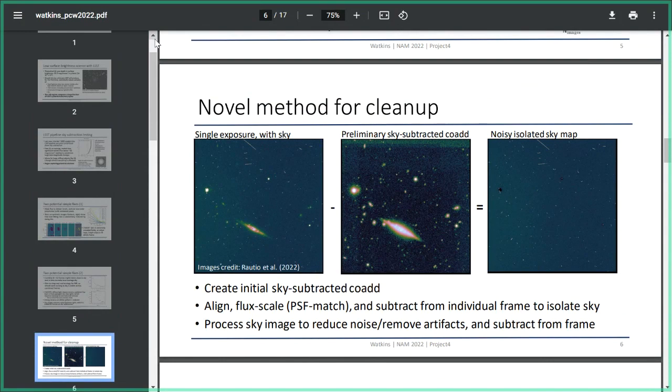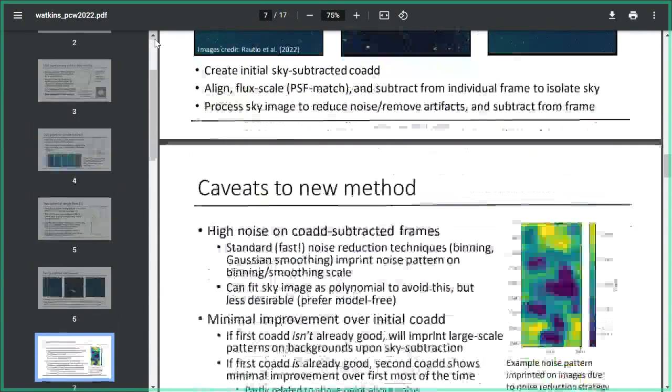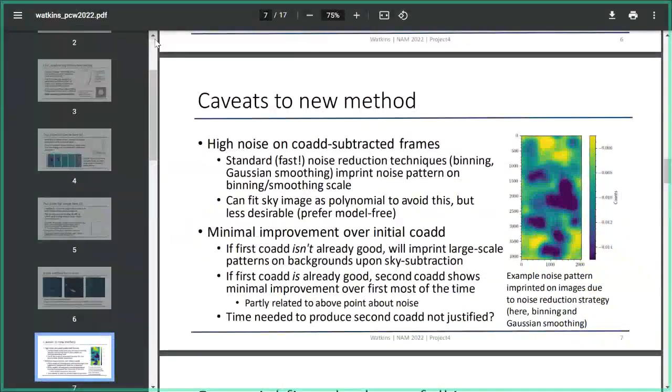So we thought this was a very interesting and cool idea, so I've been looking into this as well. And naturally, I've run into a couple caveats here too. So the first one is the noise reduction issue. When you take a coadd, which has its own noise characteristics, and you subtract it from an individual frame, which has its own noise characteristics, you get an extremely noisy map of the night sky.